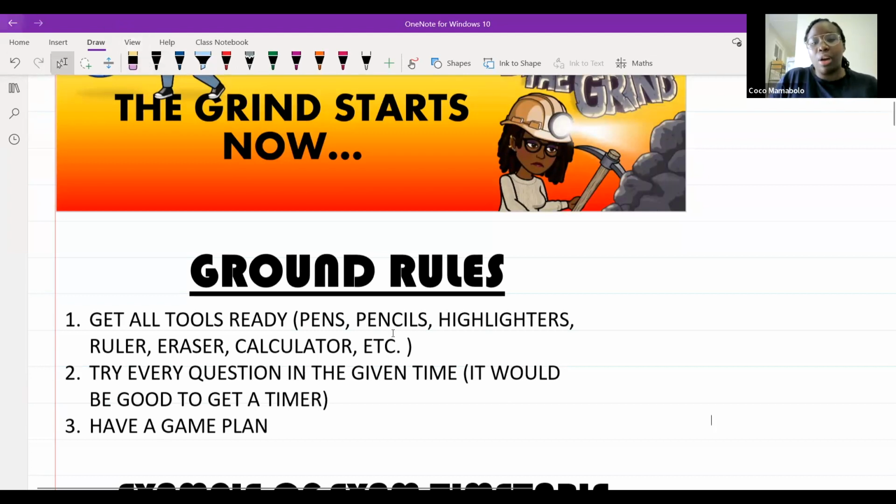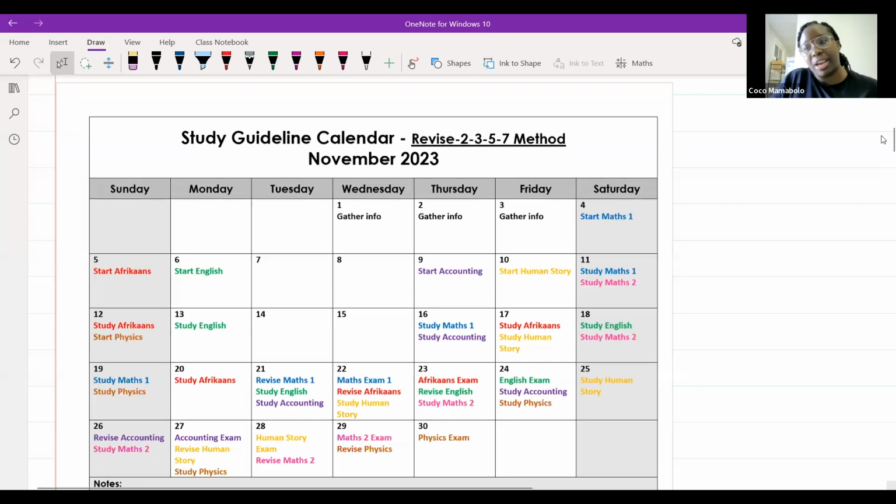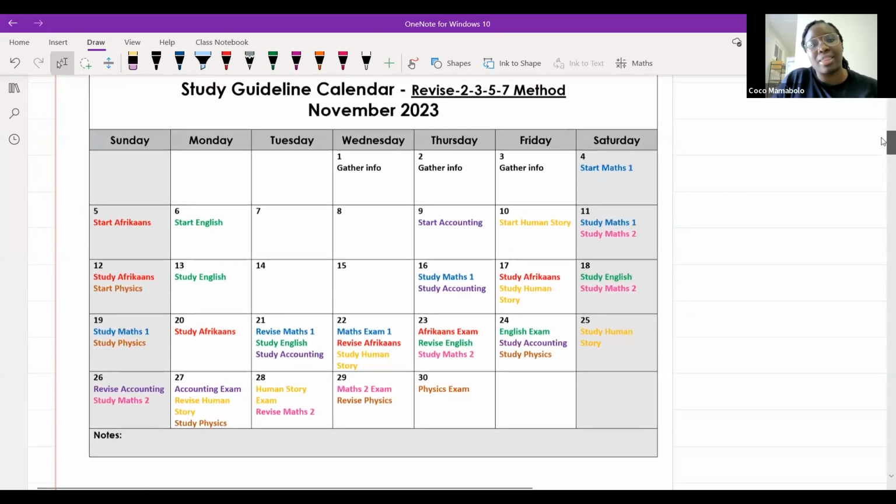Excellent. Now, this is an example of an exam timetable that I've set up for one of my grade 8s. This method for setting up an exam timetable is called the revised 2357 method.